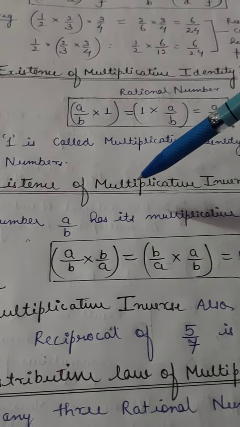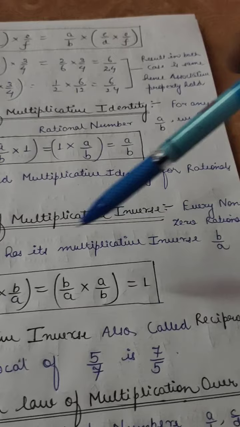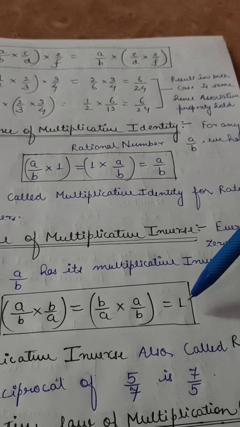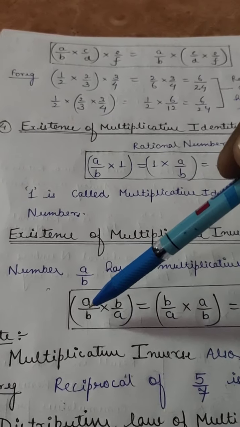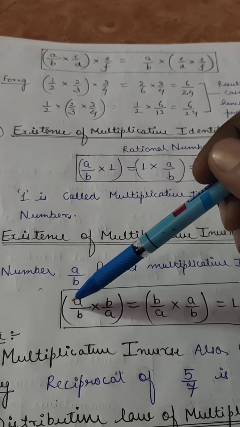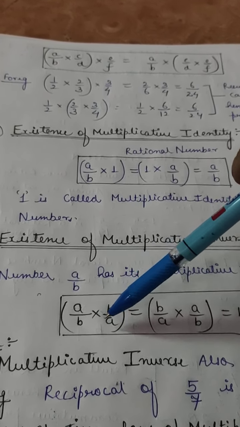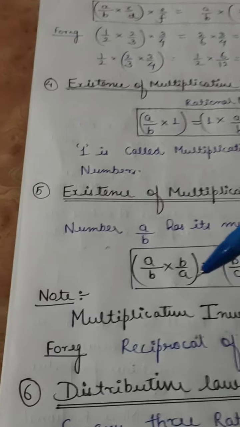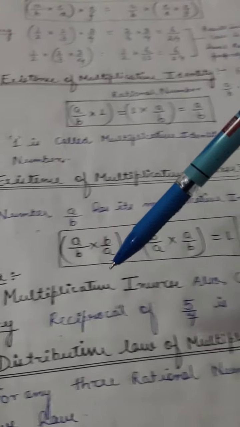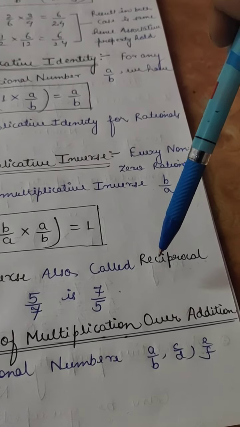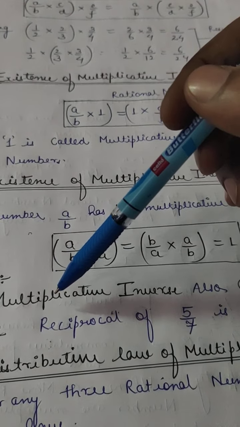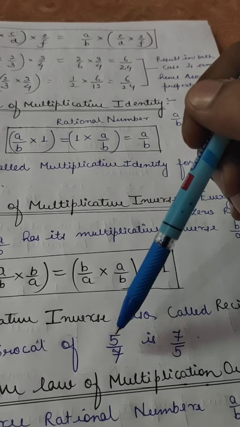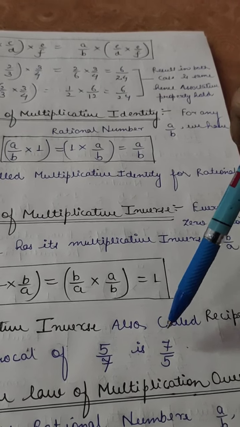Next one is existence of multiplicative inverse. Every non-zero rational number, when multiplied by its multiplicative inverse, gives the result 1. So what do we mean by multiplicative inverse? When a given rational number is multiplied by its reciprocal. Here a by b is multiplied by b by a, then what do we get? 1 as the result. Hence multiplicative inverse is also called reciprocal. What is the other name of multiplicative inverse? It is reciprocal. For example, if you have to find the reciprocal of 5 by 7, then it will be 7 by 5.